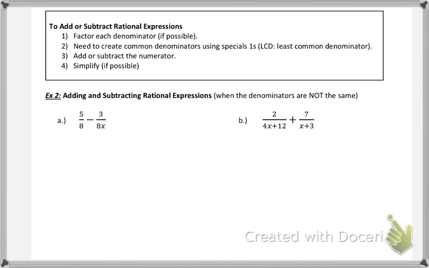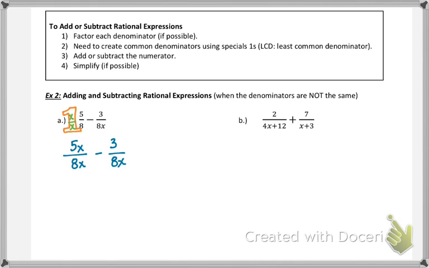So what I'm going to do is multiply this first fraction on the left by a special 1. And this 1 is going to be made up of x divided by x. Anything divided by itself is 1. Okay, so multiplying by 1 does not change my 5/8. However, it will allow me to rewrite it so that the denominator is the same. 5x divided by 8x is now my fraction, minus 3 over 8x.